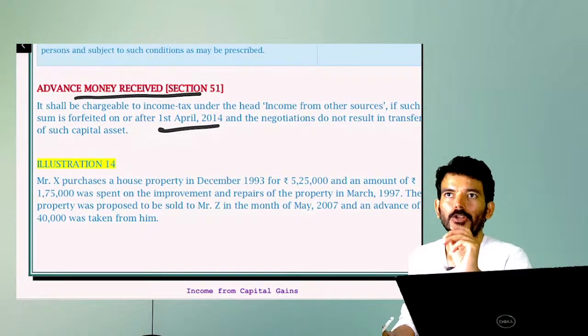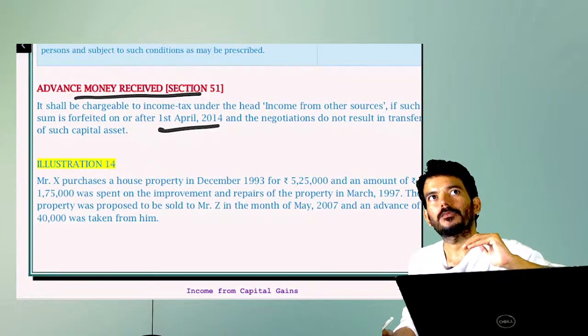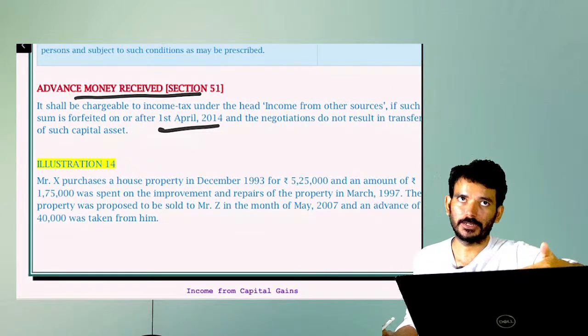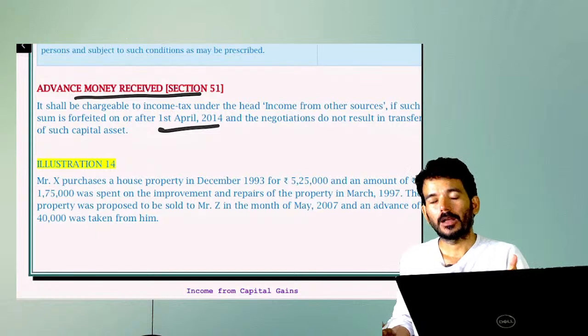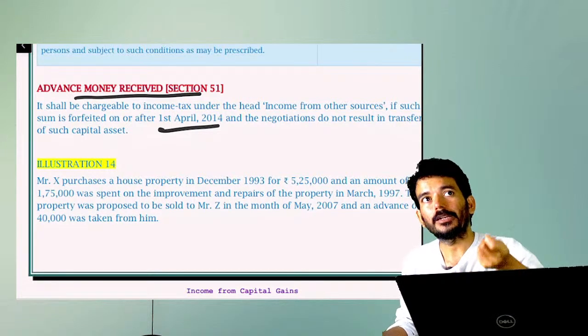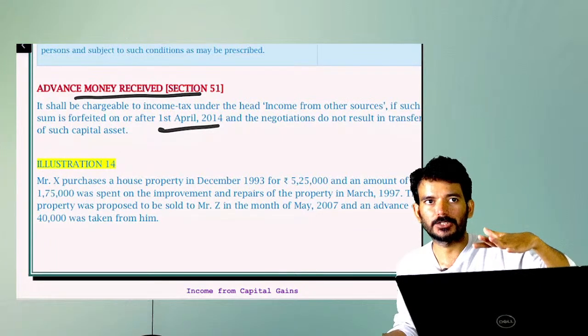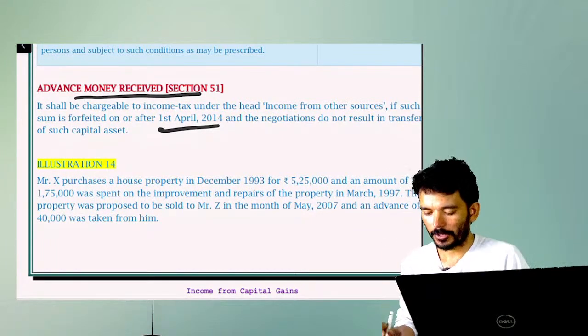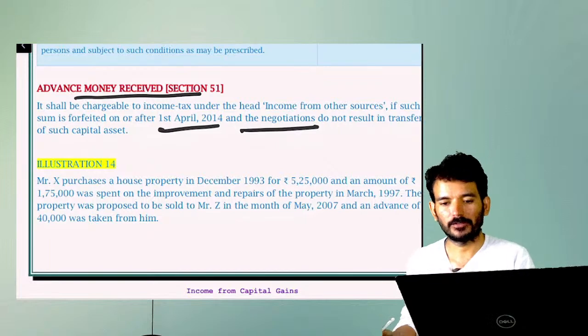Before this date, if you are trying to sell your asset and received an advance and you forfeited eventually, that used to be deducted from your cost of acquisition while making a sale. But post to this, it will go to your income from other source.